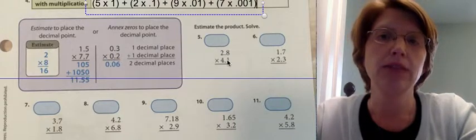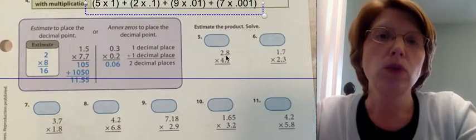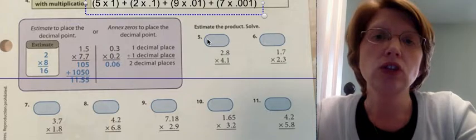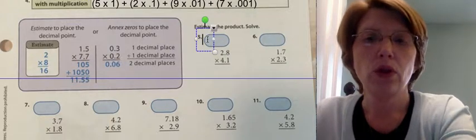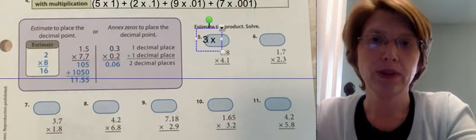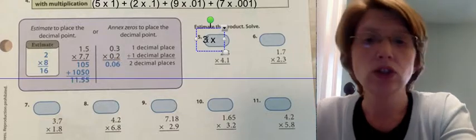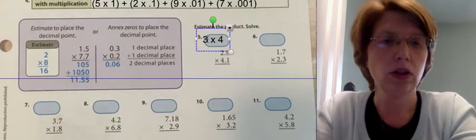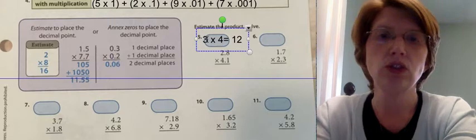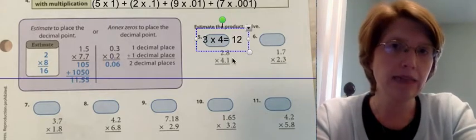First, we're going to estimate the product. So 2.8 is closest to 3. 4.1 is closest to 4. So 3 times 4 is 12. That's how we're going to estimate the product.